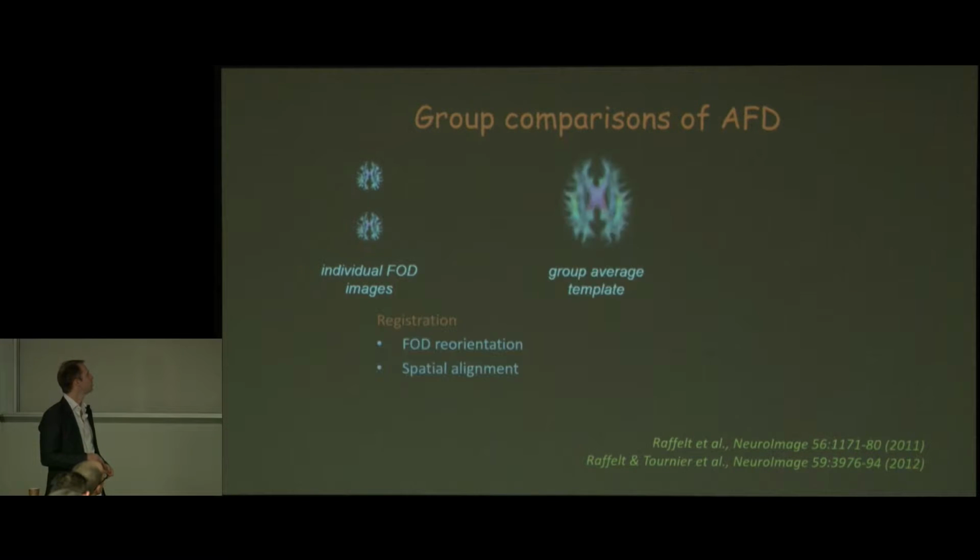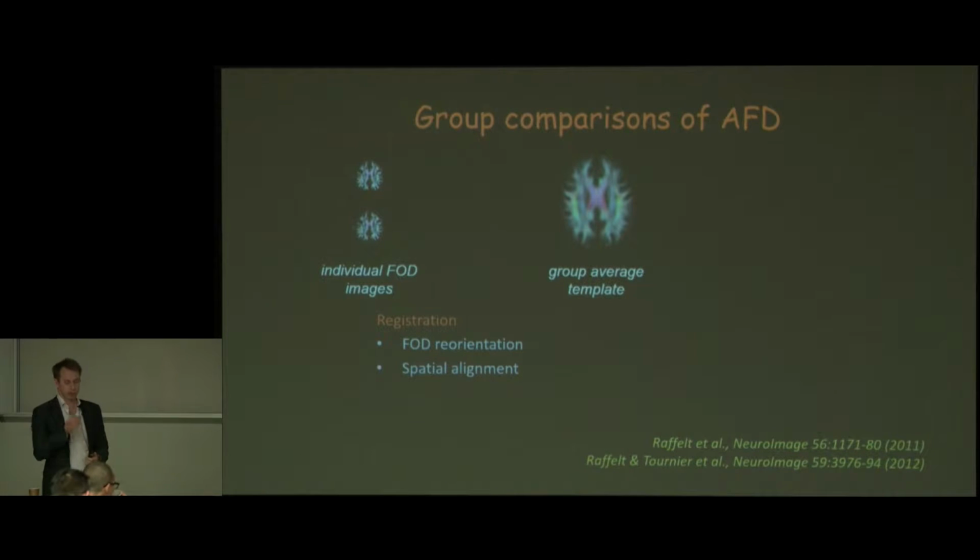So to do this, we've come up with this framework. It's quite involved, so I'll just take you through it. We start off with individual FOD images, and we put them all in a group average template. So that's a very standard voxel-based analysis type approach. The issue here, mostly, is how do you register data that is orientational in nature whilst preserving all the topology that goes along with it. And can we also use this information to derive the alignment?